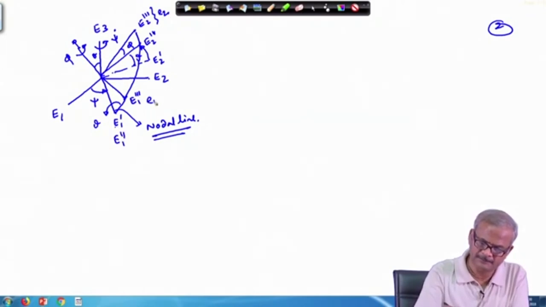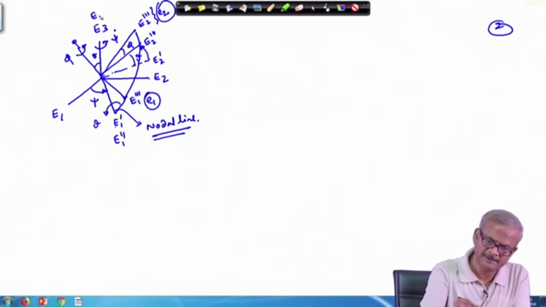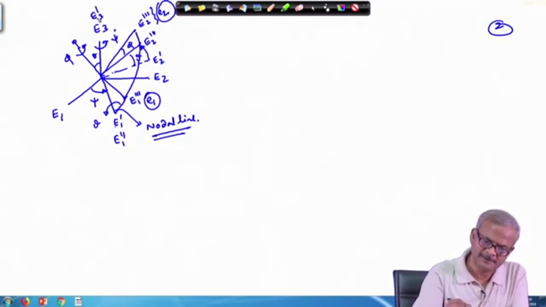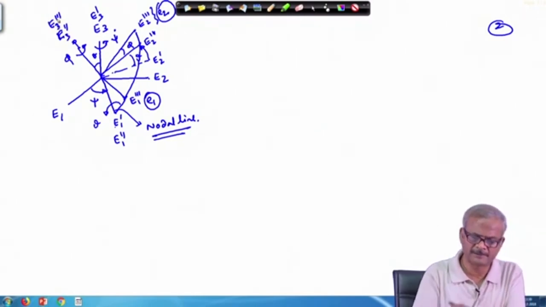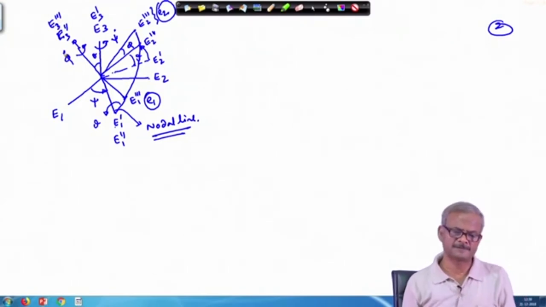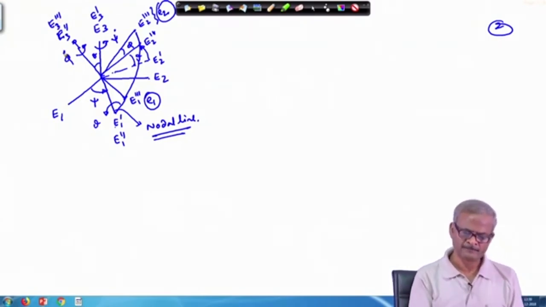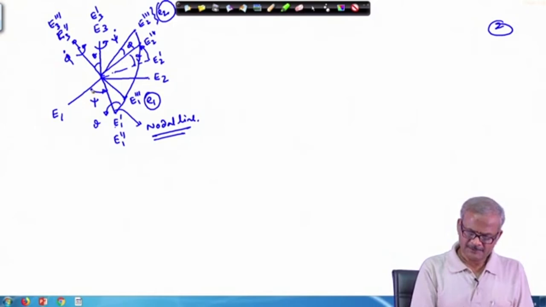E1 triple prime, which we have written as E1, E2, so E3 is here, E3 triple prime is here, and once it is rotated, E3 double prime is here, and finally, given one rotation about this, E3 triple prime is here. So, phi dot is here in this place. So, overall this node is regressing, this is called the nodal line.